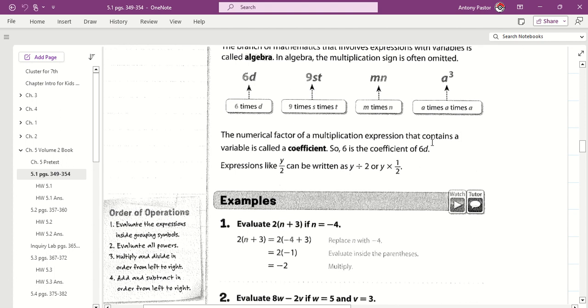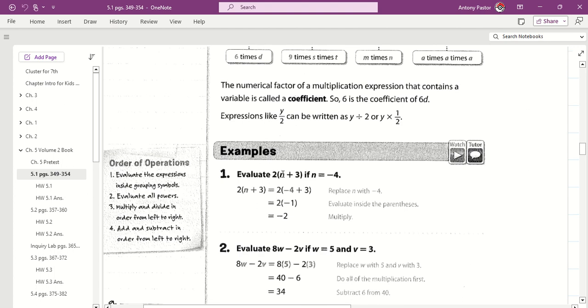The numerical factor of a multiplication expression that contains a variable is called a coefficient. So 6 is the coefficient of 6d. The expressions like y over 2 can be written as y divided by 2 or y times 1/2. So again, if a number is in front of a variable, like we're being multiplied by it, that is known as the coefficient.